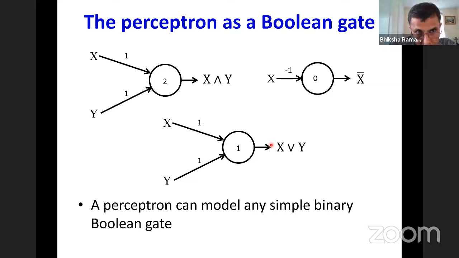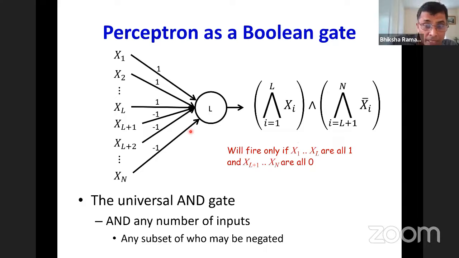We've already seen that a simple perceptron can model Boolean gates. So this one to the left, as we saw earlier, is an AND, this is a NOT, and the one to the bottom is an OR. We've seen this. Here is a more complex one. This is what I will call a universal AND gate. This one has n inputs, and it's only going to fire if the first L inputs are all 1 and the remaining inputs are all 0. For no other pattern will this fire.